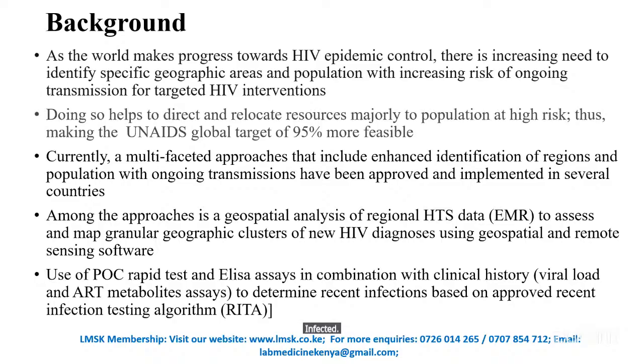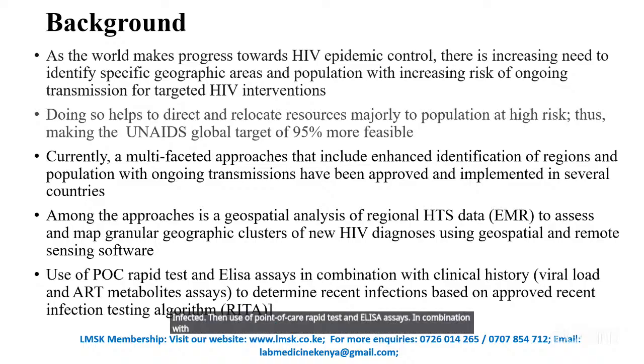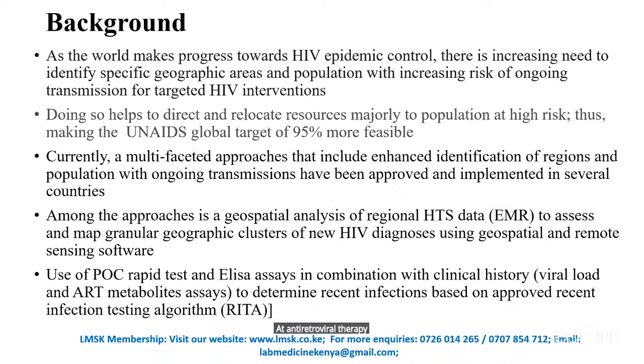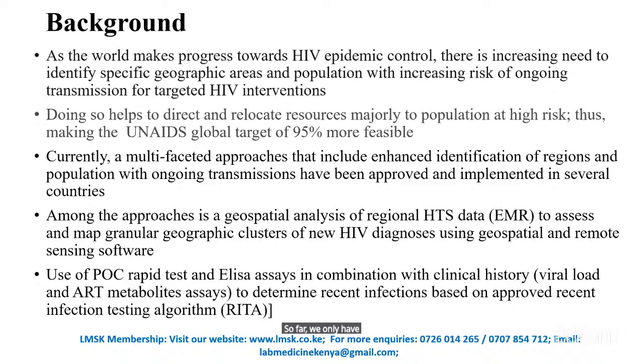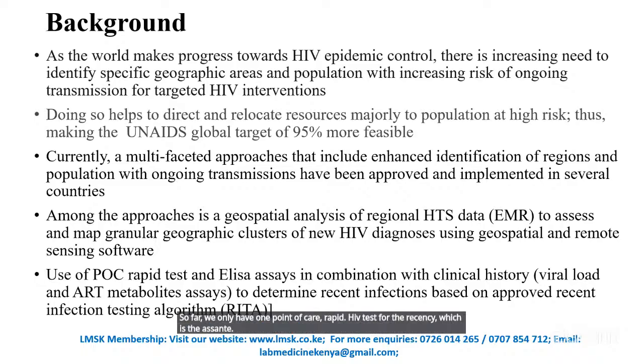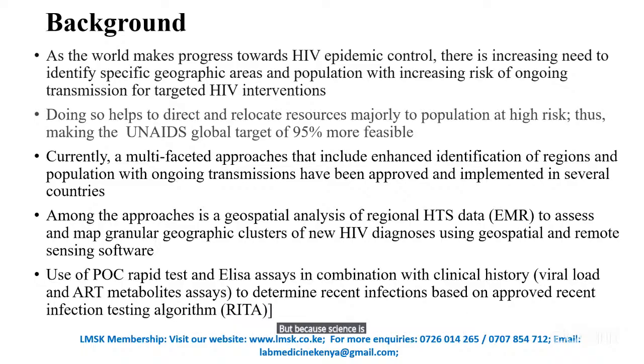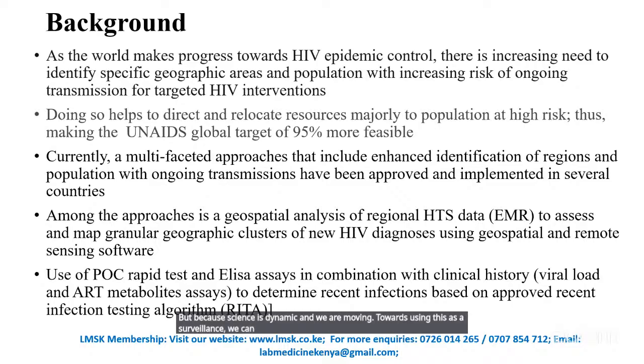Then use of point of care rapid test and ELISA assays in combination with clinical history, that is viral load and antiretroviral therapy metabolite assays, can help to determine the recent infections based on an approved recent infection testing algorithm. So far, we only have one point of care rapid HIV test for the Recency, which is the Asante. But because science is dynamic and we are moving towards using this as surveillance, we can have more of the point of care tests in use.